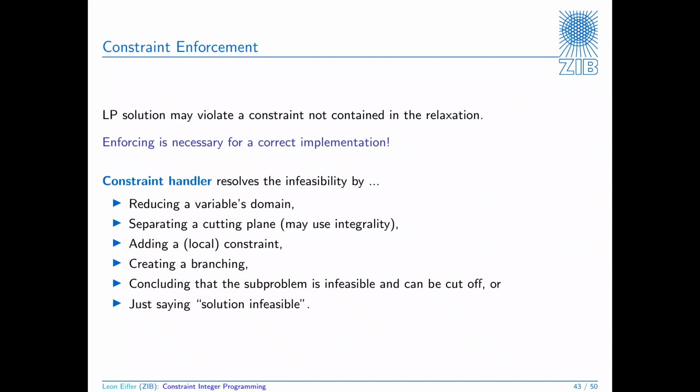And you see here on the bottom that constraint handlers can resolve this infeasibility by reducing a variable's domain, by separating a cutting plane, this is what we just saw, by adding a local constraint. You can create a branching. This is what usually happens in the integrality constraint handler. So you would check, is there an integer variable that has a fractional LP solution value? And if so, then you would branch. You can conclude that the subproblem is infeasible and can be cut off. This is good, then you are finished with this part of the tree. Or you can just say, solution infeasible, but I cannot resolve it.